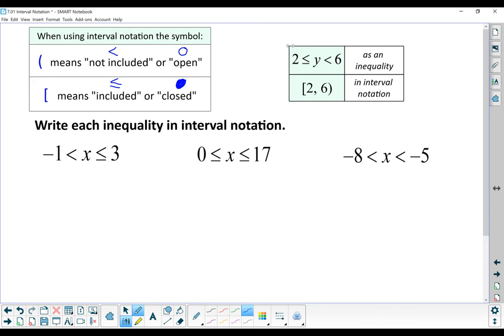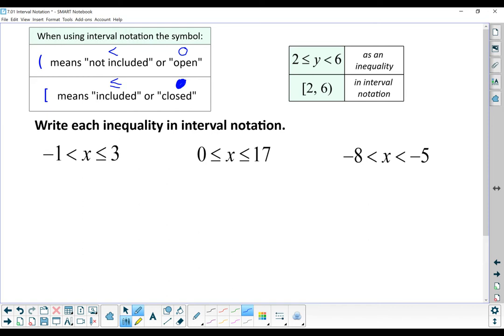So I have a little example right here. 2 is less than or equal to y is less than 6. So this inequality would transfer into interval notation as bracket 2 comma 6 parenthesis. On the 2 side, we have a bracket because the 2 is included. On the 6 side, we have a parenthesis because the 6 is not included.